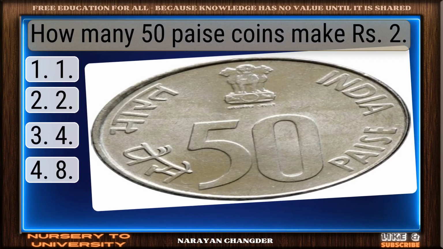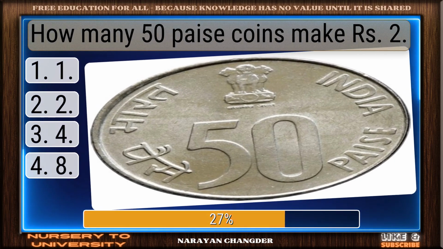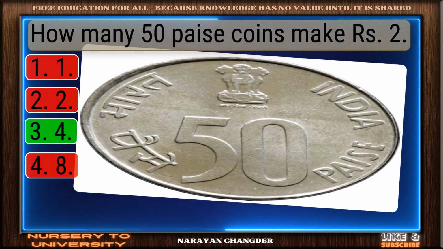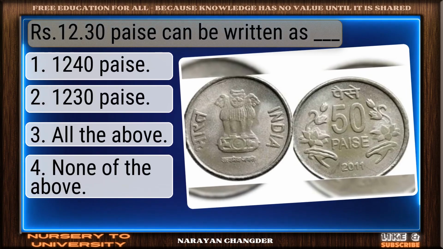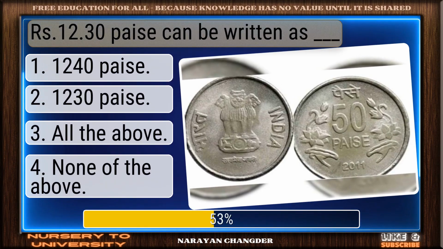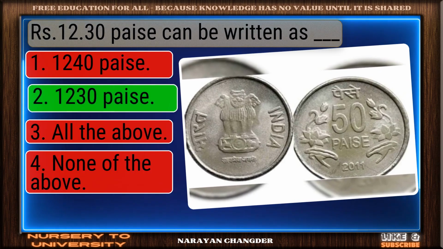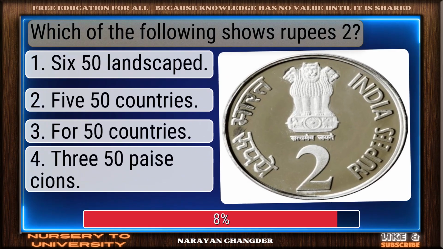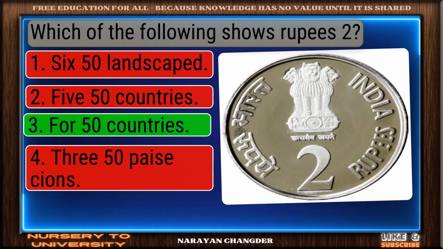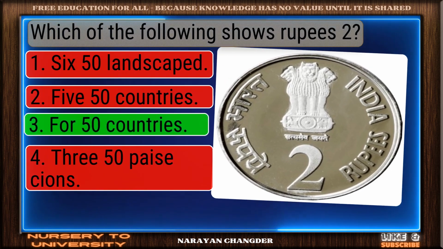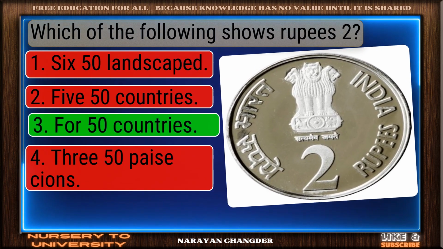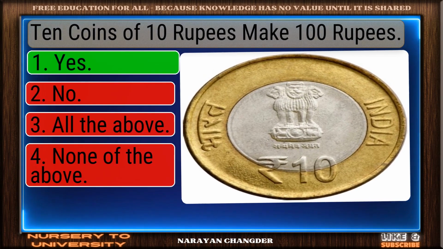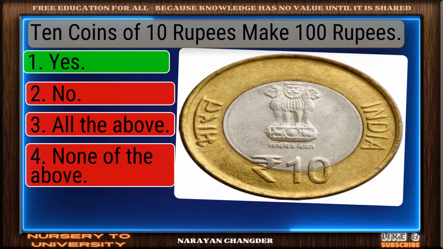How many 50 Paise coins make Rs 2? Right choice. 4 is the best answer. Rs 12.30 Paise can be written as dash. Nicely done. 1230 Paise is a solid answer. Which of the following shows rupees 2? Good job. Your answer for 50 works well here. 10 coins of 10 rupees make 100 rupees. You chose yes, and it is correct.